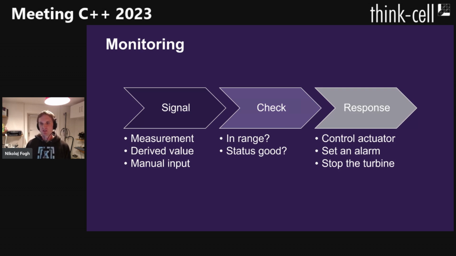If we have some kind of unexpected situation, maybe we want to set an alarm. We can also stop the turbine. We would try to do that as a last resort, because it is very expensive to stop a turbine. So if we could rectify it somehow, then we prefer to do that. So those are the basics that go into monitoring.